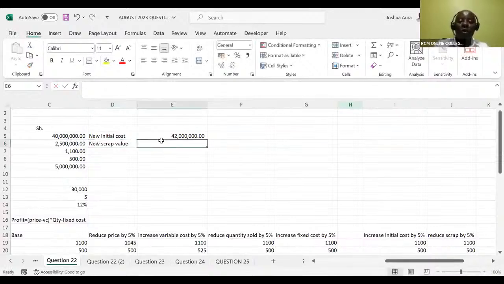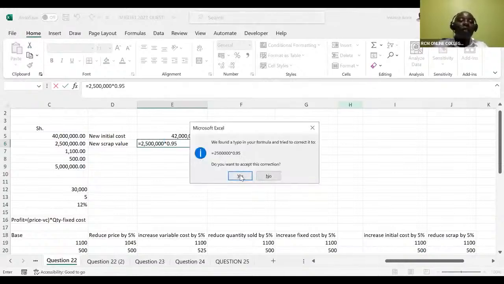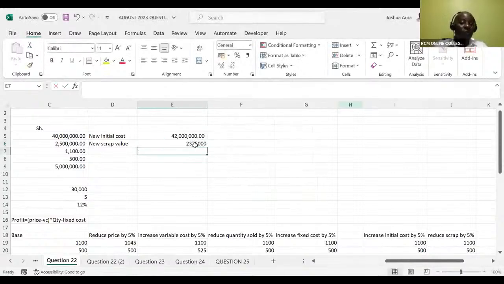I will take the old scrap value, but remember scrap value is a benefit to us. So I need to reduce this by multiplying by what, when it's adversely affected, it is reduced. So multiply this by 0.95 like that. You're able to get that figure, and this figure is very important to us. We shall use it.